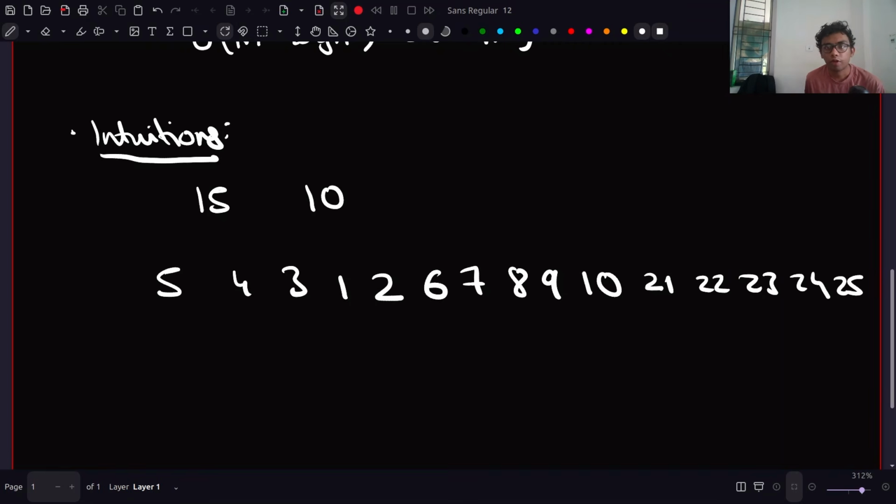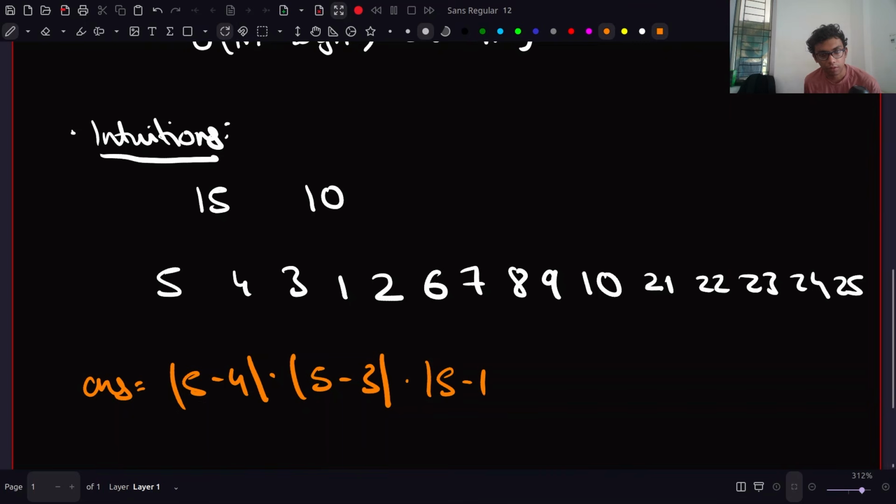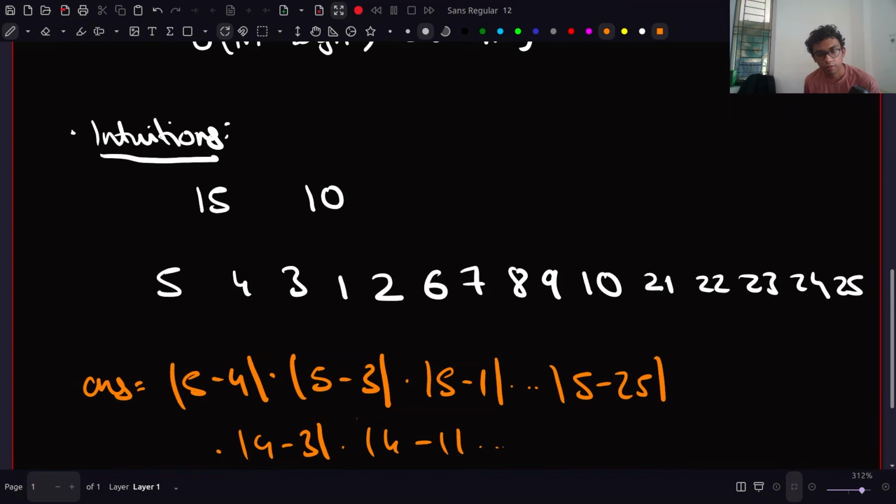Now basically what we need to do is compute this product, which is |ai minus aj| for all the pairs i and j. So that's going to look something like this. Our answer is going to be basically (5 minus 4) times (5 minus 3) times (5 minus 1) and so on, all multiplied together. Then we need to multiply (4 minus 3), (4 minus 1), and so on, and we get some answer like this.